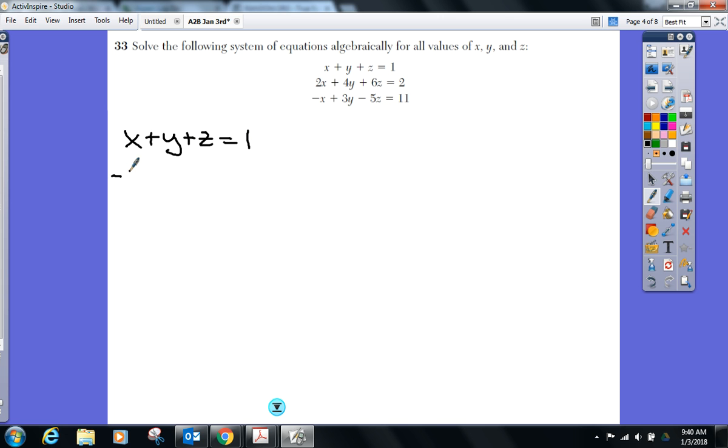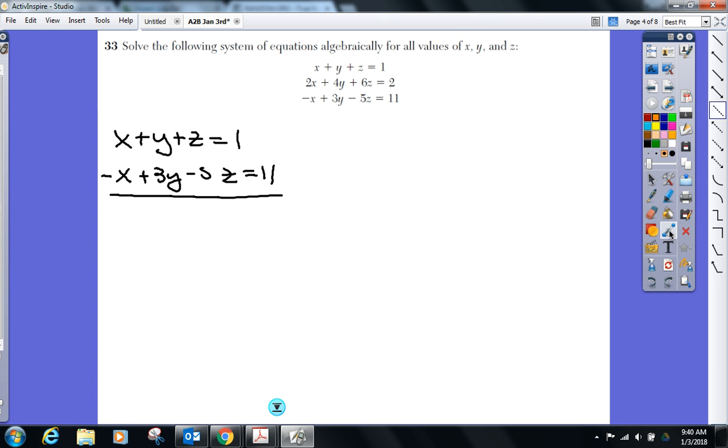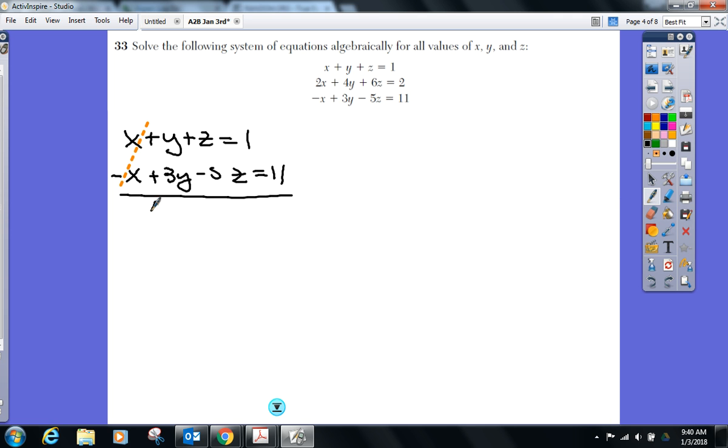So we're going to take that first equation, put it on top of the third equation, get the x out of there, and tell me what you have left. So the x's are gone. What's left? How many y's? 4y. What about the z's? -4z. And don't forget about the numbers on the right. 12. Everyone all good?